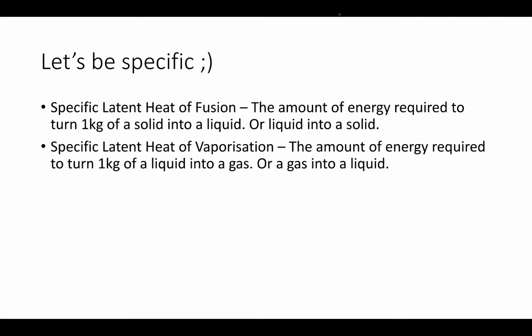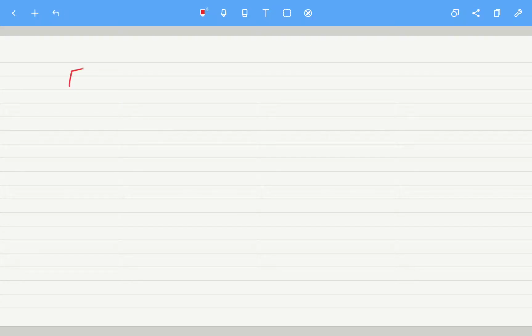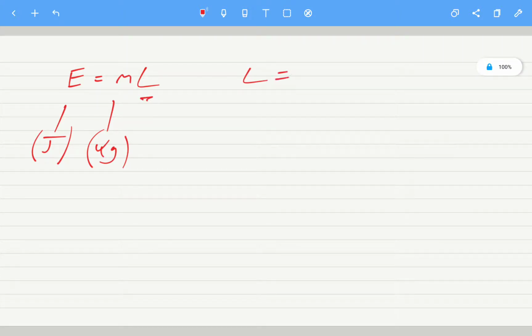So it involves the equation. Let's have a look at that now. So the equation is E equals ml. So energy is equal to mass multiplied by the specific latent heat, be it of fusion or vaporization. So we know that energy is measured in joules. We know that mass is always measured in kilograms, in physics anyway. So to get L, if you can't quite remember, you could just rearrange to find L. So L would equal the specific latent heat. We need to get rid of a times M to make L the subject. So to get rid of a times M, we need to divide by M on the other side. So that would be energy divided by mass.